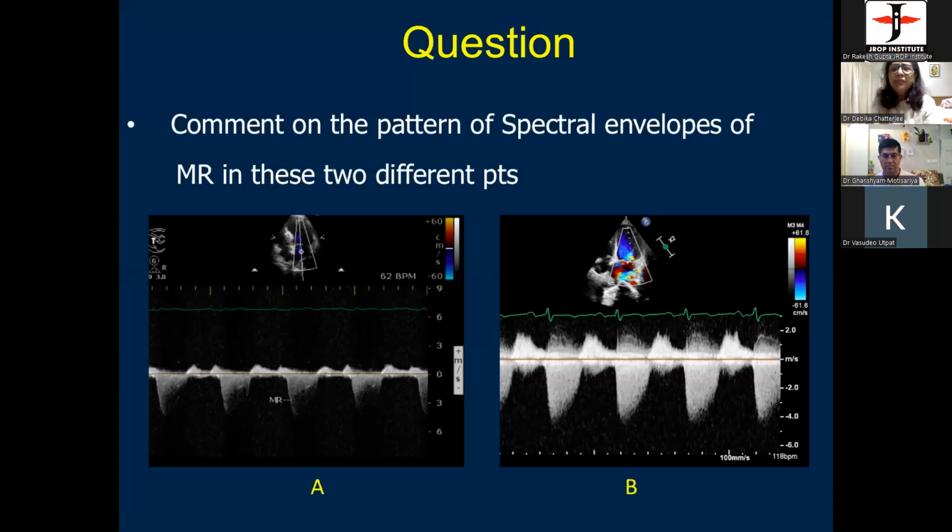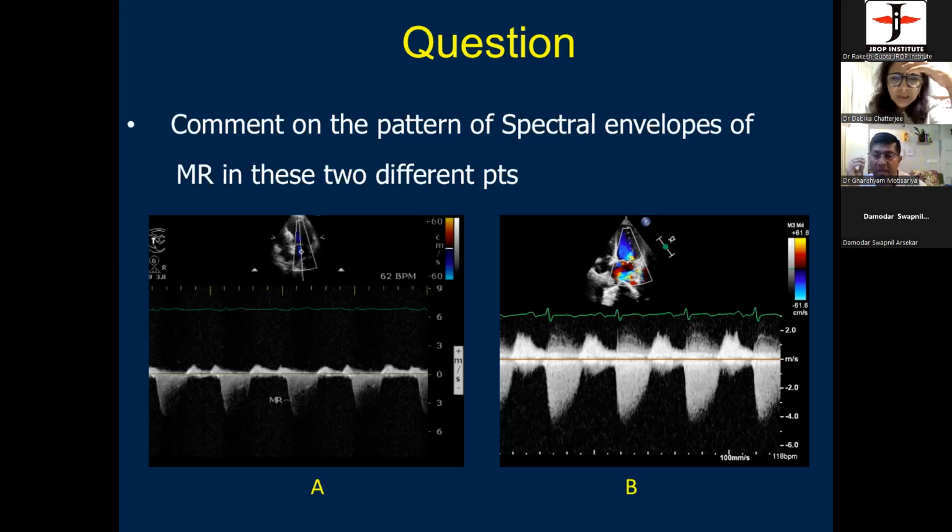Look at the shape. Dagger shape? No, this is not dagger. Dagger will be like this. Rapid acceleration or deceleration. Yes, who's saying this, Dr. Ghanshyam? Who's saying rapid acceleration and deceleration? Sir, in figure A, it is mild MR with short acceleration time. One at a time, please. Figure A shows mild type of MR. Figure B shows severe MR because of symmetry.